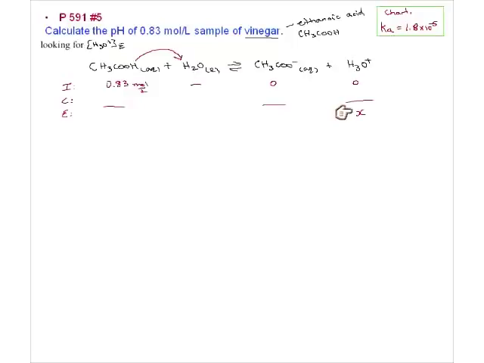I don't know what it is. I need to find it. If I can find that value there at equilibrium, then calculating pH, easy. All right. That's all we're given. We're not given anything else. So how do we go about this problem?